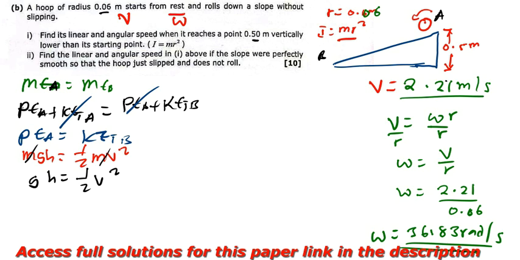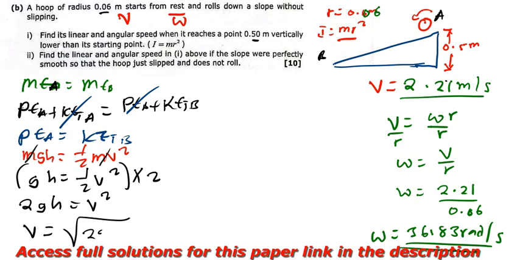I want to make v the subject of the formula. I'll multiply by 2 to get rid of the half. So it will now be 2gh being equal to half times 2, which is v squared. So v is equal to the square root of 2gh.